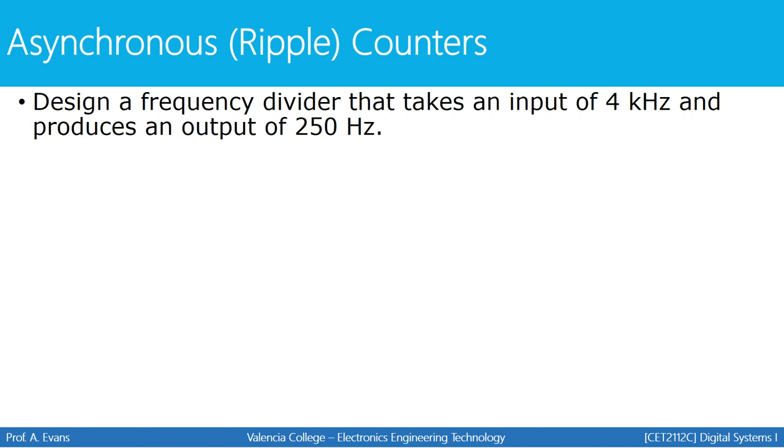Let's try another problem where we're going to design a frequency divider that takes an input of 4 kilohertz and produces an output of 250 hertz. Take a second to try this on your own before you review the solution that's coming next.